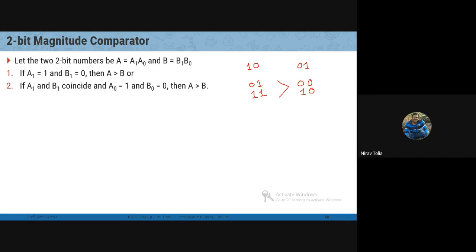So the equation of A greater than B: we have the first condition, A1 is 1 and B1 is 0, which means A1 B1 bar. And another possibility is when A1 and B1 coincide and A0 is 1 and B0 is 0. So in the equation for A greater than B, this is for the first case, A1 B1 bar, and this is for the second case. If my A1 and B1 coincide, meaning they are the same, then we have to focus on A0 being 1 and B0 being 0.